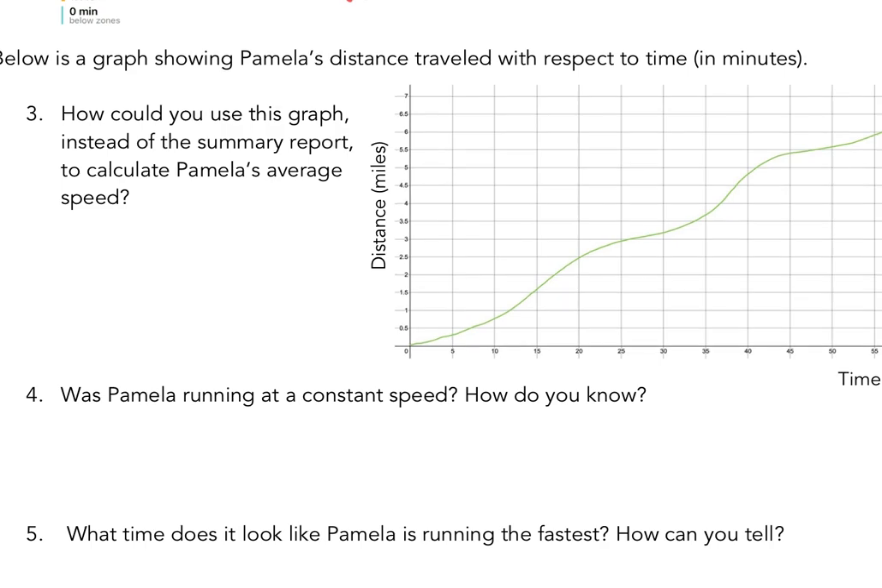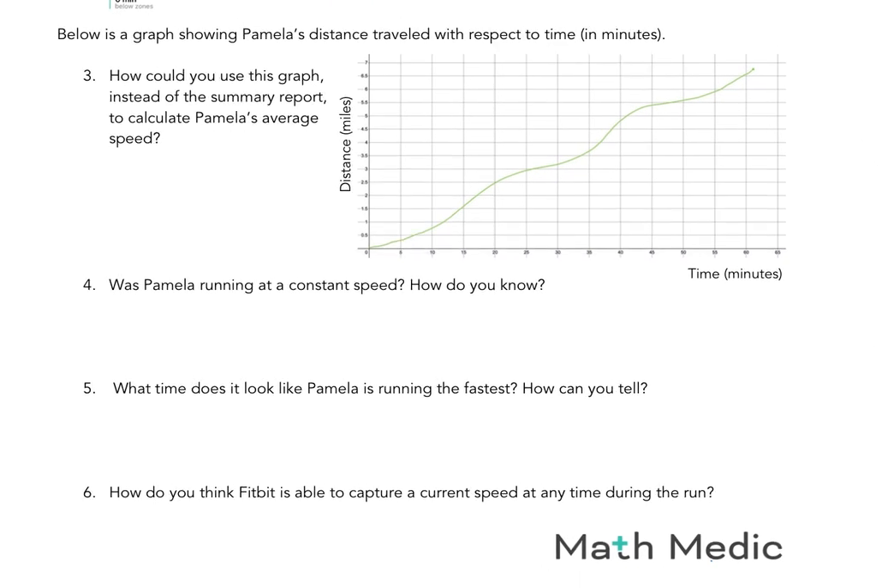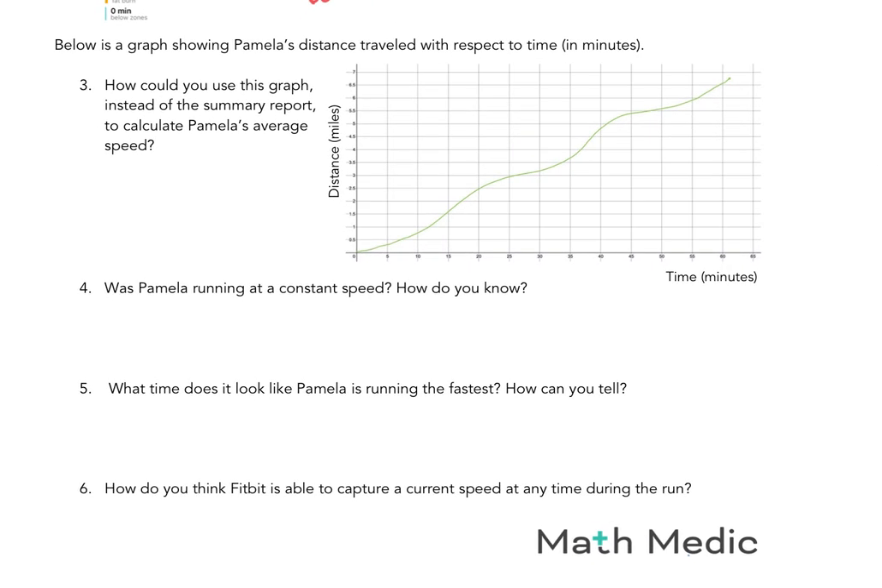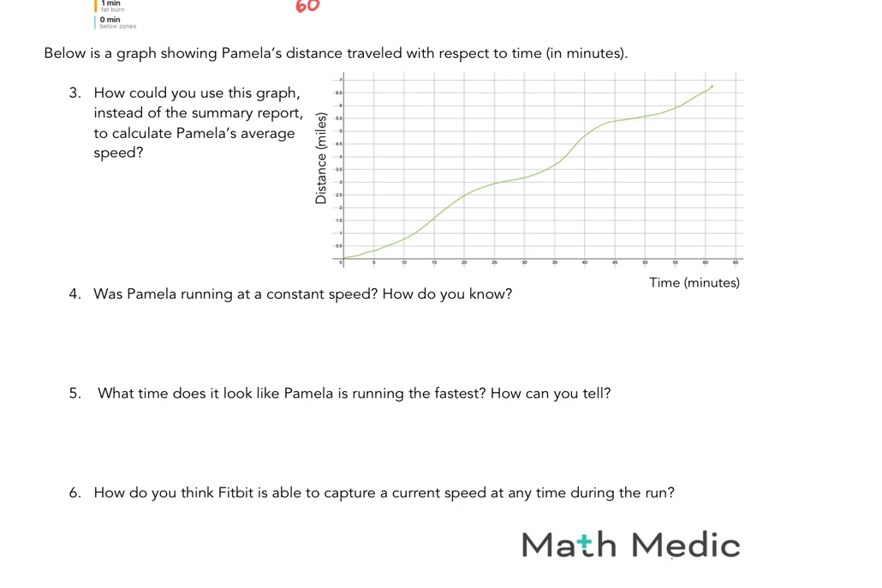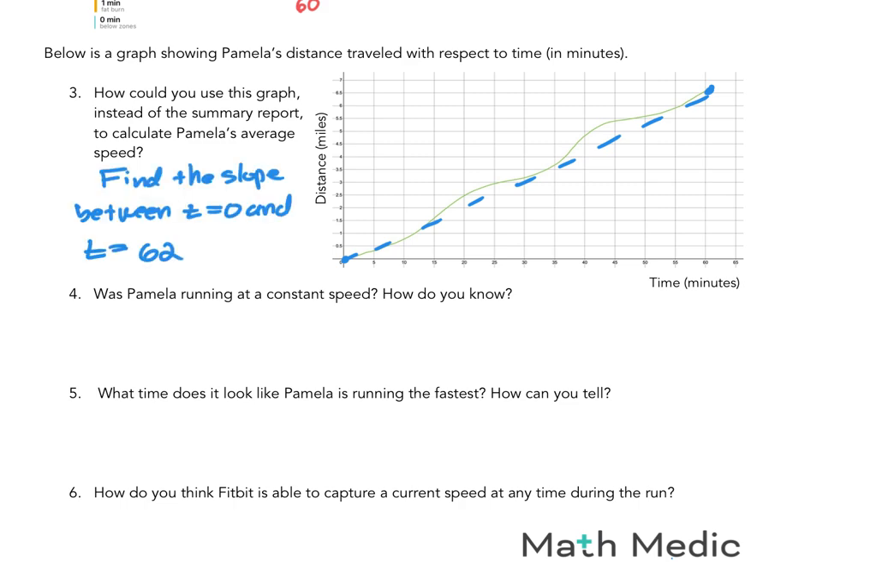But other than that, one and two are good questions for you to think about, but I'm not going to include in this video here. So here, Pamela's distance traveled with respect to time. How could you use this graph instead of your summary report? Calculate average speed. Long story short, starting point, ending point, and you could go through and find the slope. Right, the slope between those 2 points is going to give you your average rate of change on this interval.